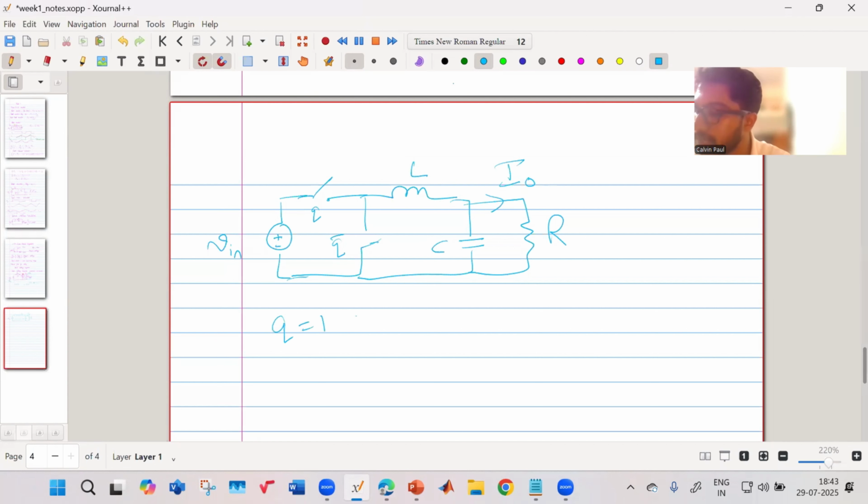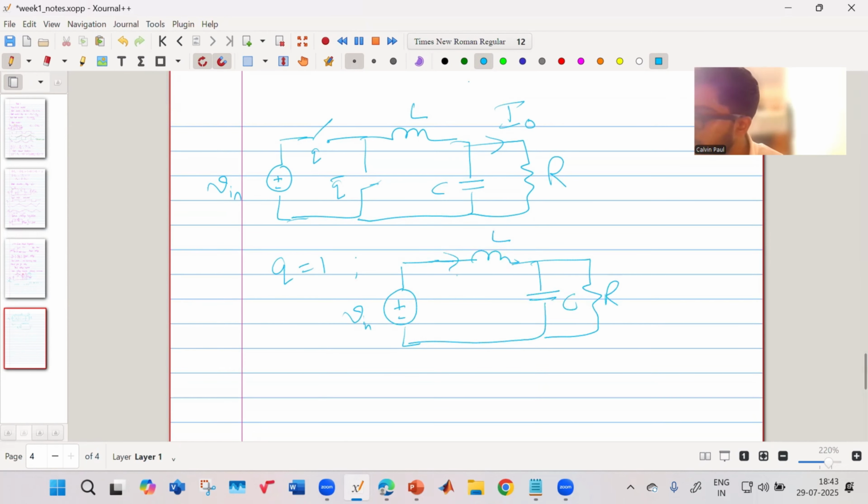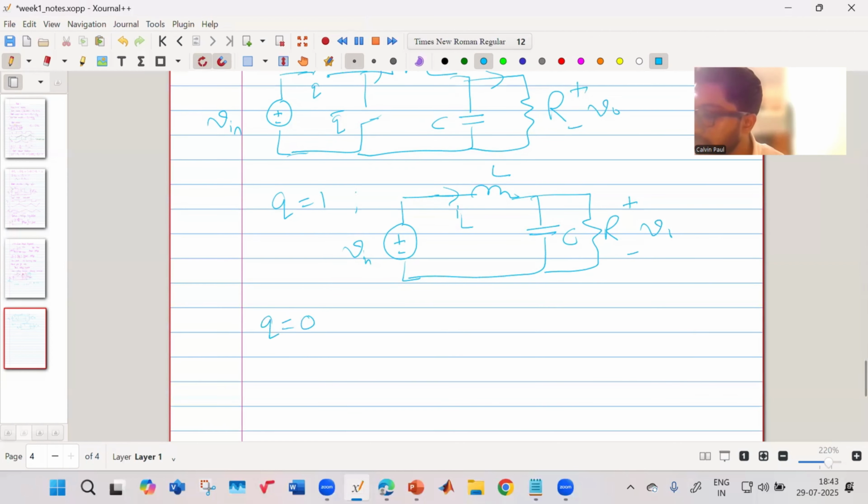When Q is equal to 1, what do we have? This is your input. It is directly connected over here. It goes to the L, C, and R. This is your IL. This is your V0. This is your case Q equal to 1. Sir, can you use black color? Okay, black color.